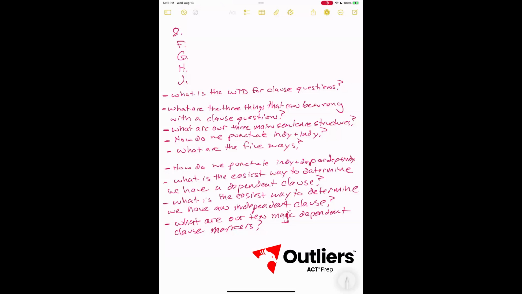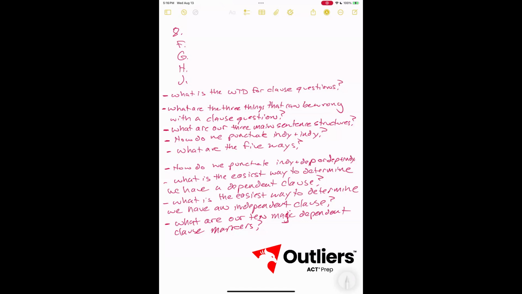What is the WTD for clause questions? Consider the 3 things for each answer individually. What are the 3 things? Punctuation in the middle of a clause, no independent clause in the sentence, and clauses separated improperly.